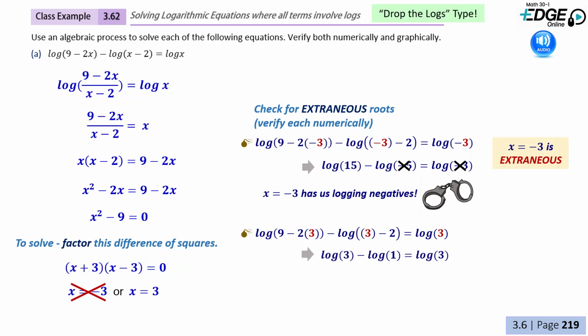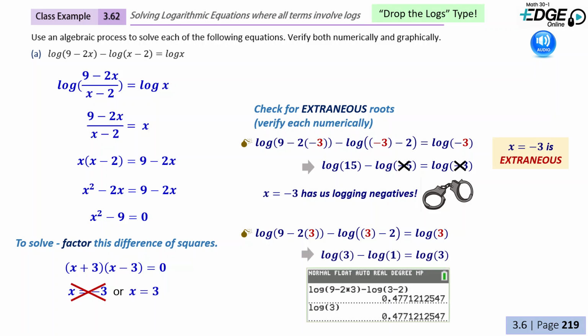So let's try x is equal to 3. If we try this one, we're not taking the logarithm of any negative numbers, and we can check to see if this works, and we do end up getting the left side of the equation equal to the right side of the equation.